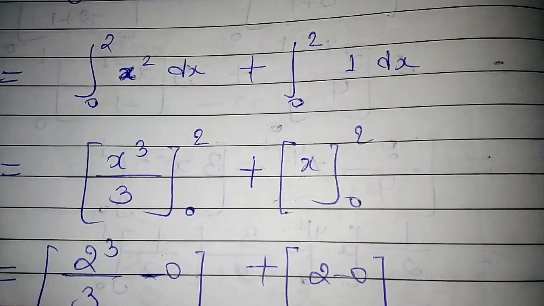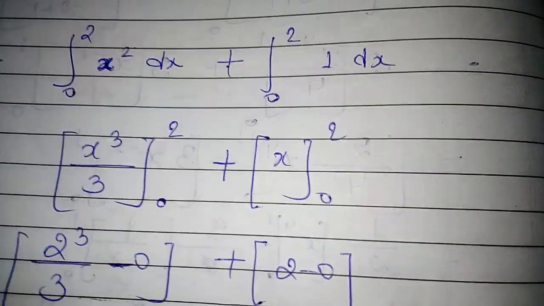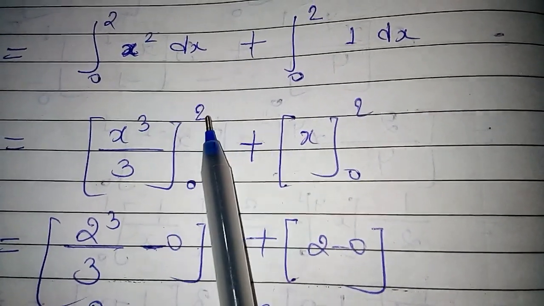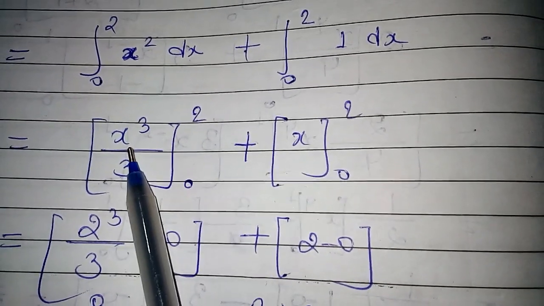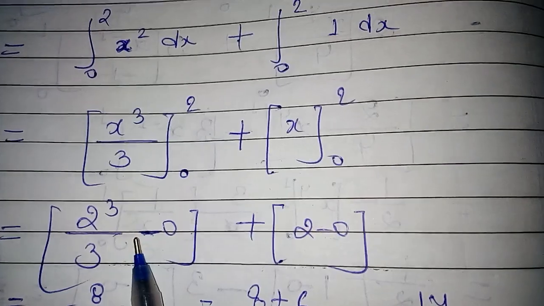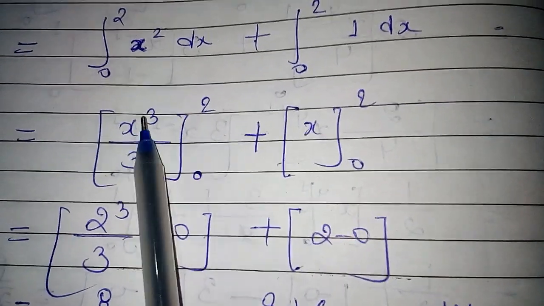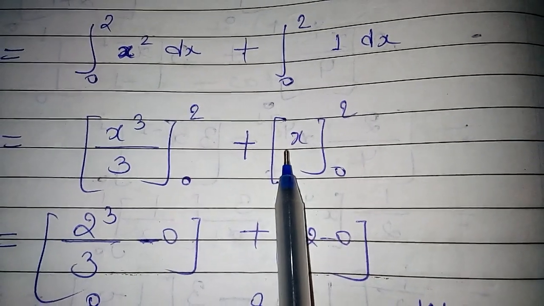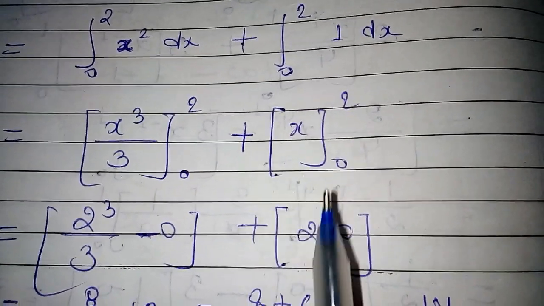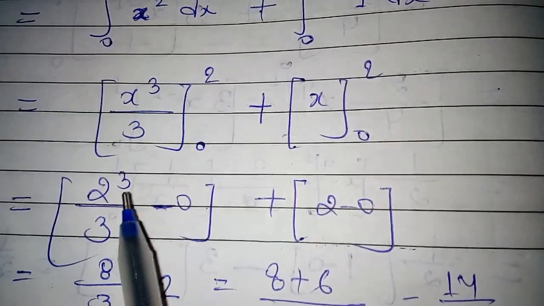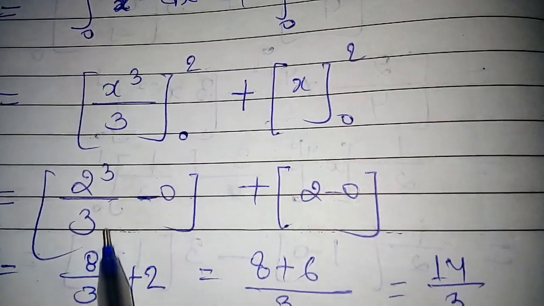Now you will put the upper limit minus lower limit rule. So where you will put this limit? In the place of x only. So your first term is like 2 cube by 3 minus 0. If you put this 0 here, then it will be 0, plus put the upper limit, this 2, in the place of x. So this is equal to 2 minus 0. Now 2 cube means 8 by 3.